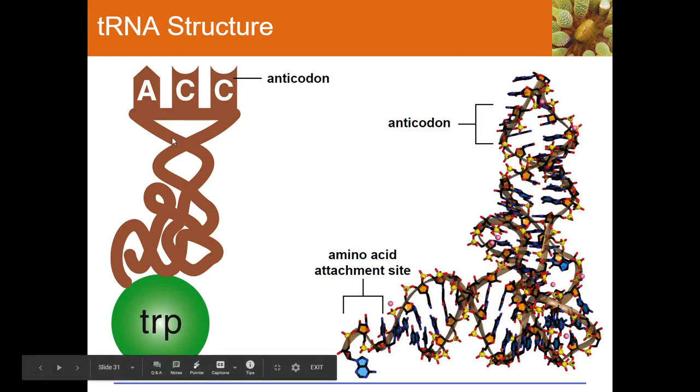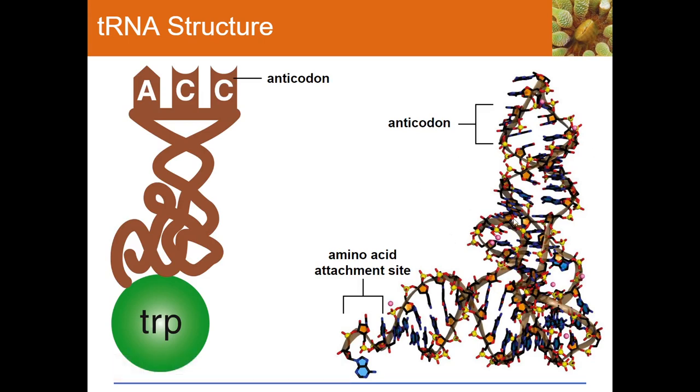Again, this is the structure of tRNA, which is kind of cool. It's just a long folded weird looking thing, and again the TRP is the amino acid, but this is what an entire tRNA would look like, this weird structure.